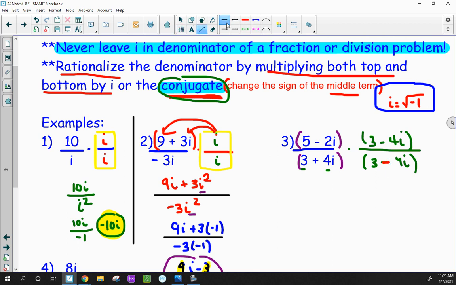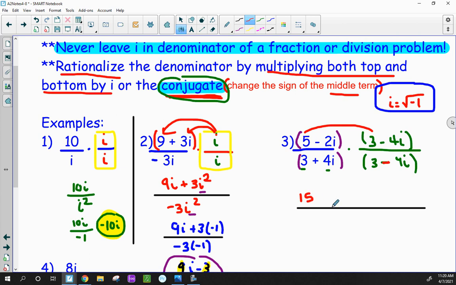Alright, next, you're going to notice the numerator has 2 terms times 2 terms. You're going to do FOIL right now. So first would be 5 times 3, and you do need to be patient and take your time, show every step. Outside is 5 times negative 4i, negative 20i. Remember, we're in multiplication mode, so we can multiply anything together. Next is inside, negative 2i times 3. That's negative 6i.